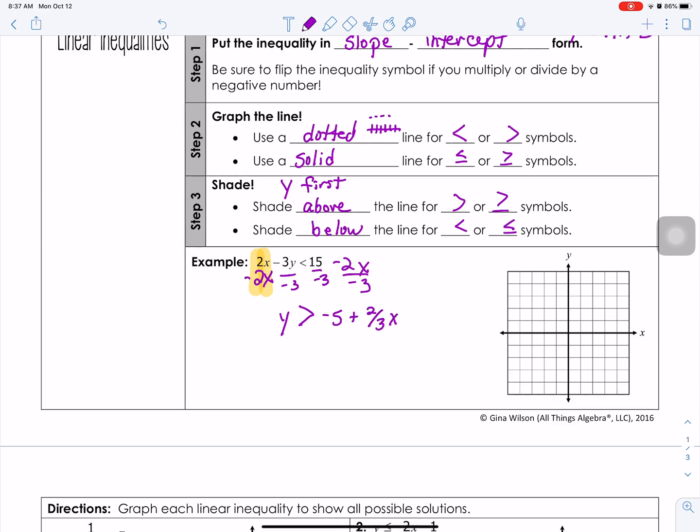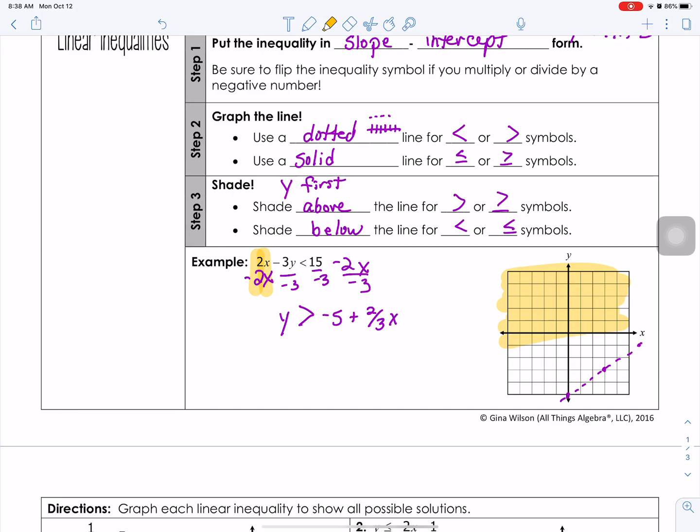I graph this like I would normally. I start at negative 5, up 2 over 3, up 2 over 3. This is a dotted line. That dotted line piece comes completely from this symbol. So this symbol is telling me there's no equal to bar. So that means that when I put in my line on here, I'm going to make it dotted. And then I'm going to shade. And I'm shading above the line because I have a y is greater than.